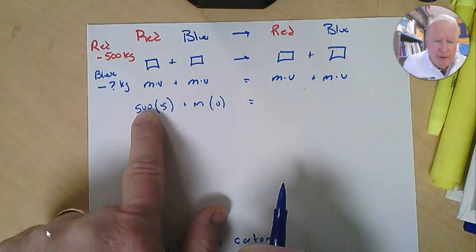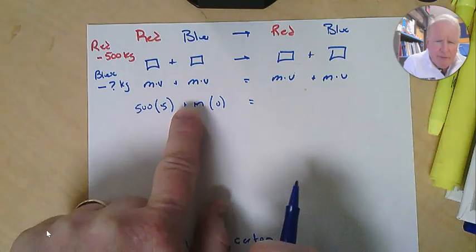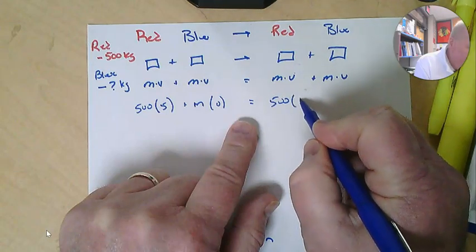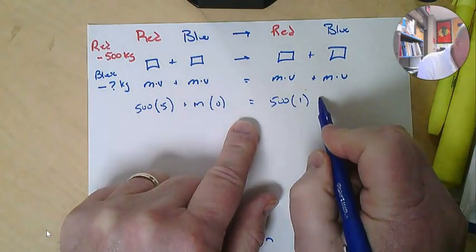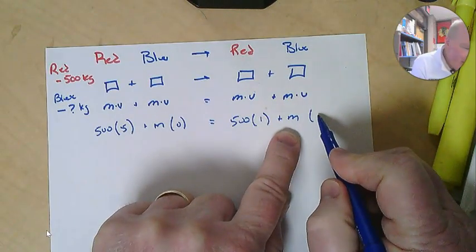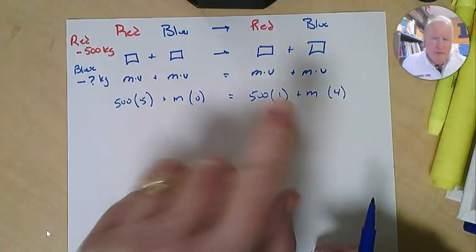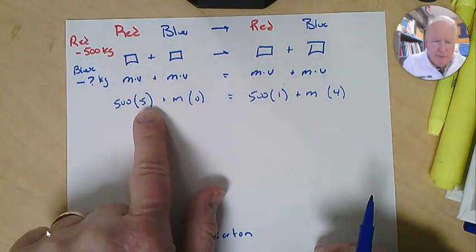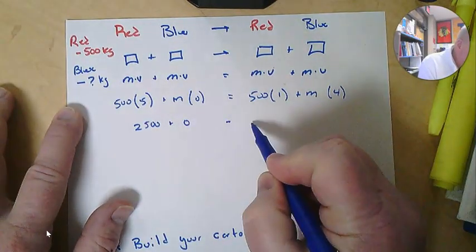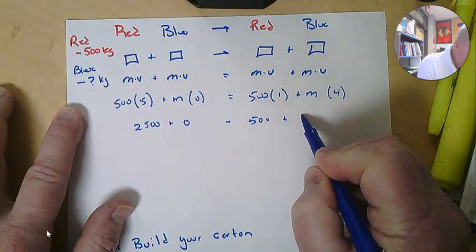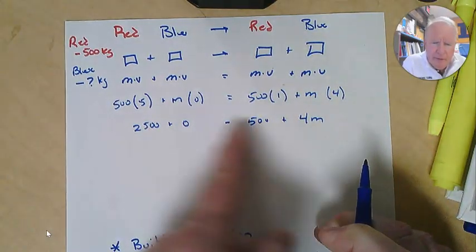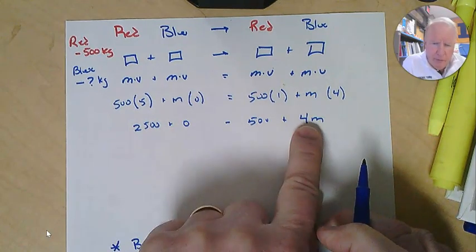So we have the 500 kilograms times 5 plus the mass times 0 should equal, well, the mass again is 500. Let's say they give us the velocity of 1 plus, and they didn't give us the mass of the blue car, so we'll just leave it as m. And let's say this one is 4. Okay, so what's left here? Well, now we've got a number. 500 times 5 is 2,500 plus 0 equals 500 times 1 plus 4 times m. That's all I do, is change the numbers and the m around. And all I've got here is an algebraic problem with one variable.